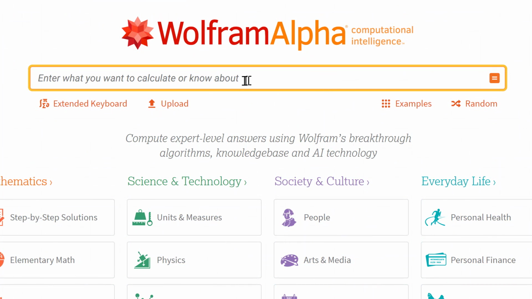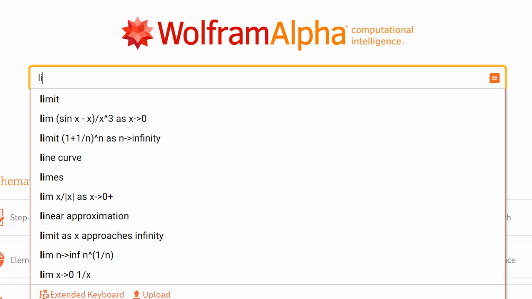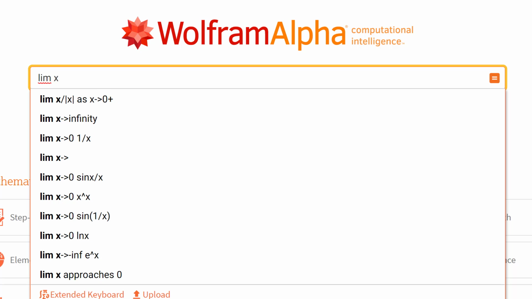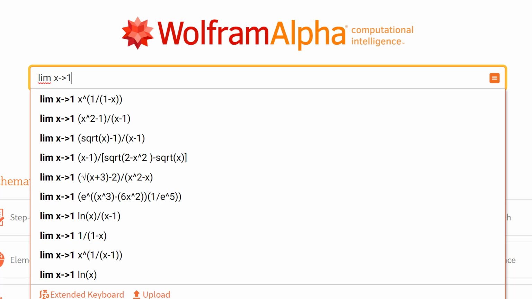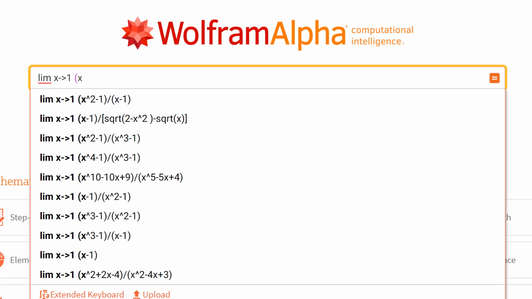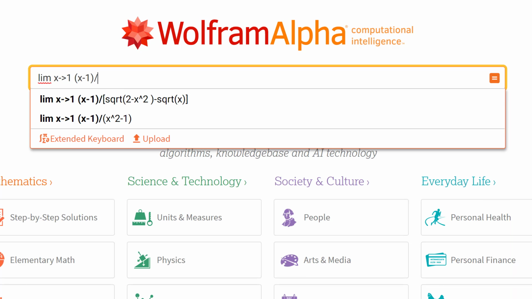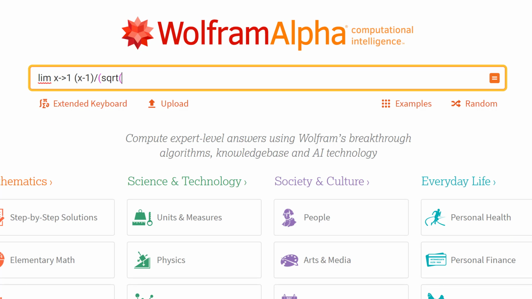Alright, so here's a little bit of a bonus. I'm at wolframalpha.com, and we can check our answers by typing this in. So we have the limit as x approaches, so I'll do a dash and then a right triangle bracket. So that builds like an arrow, and we get the limit as x approaches 1, in parentheses, x minus 1 divided by square root, so sqrt, square root of x minus 1.